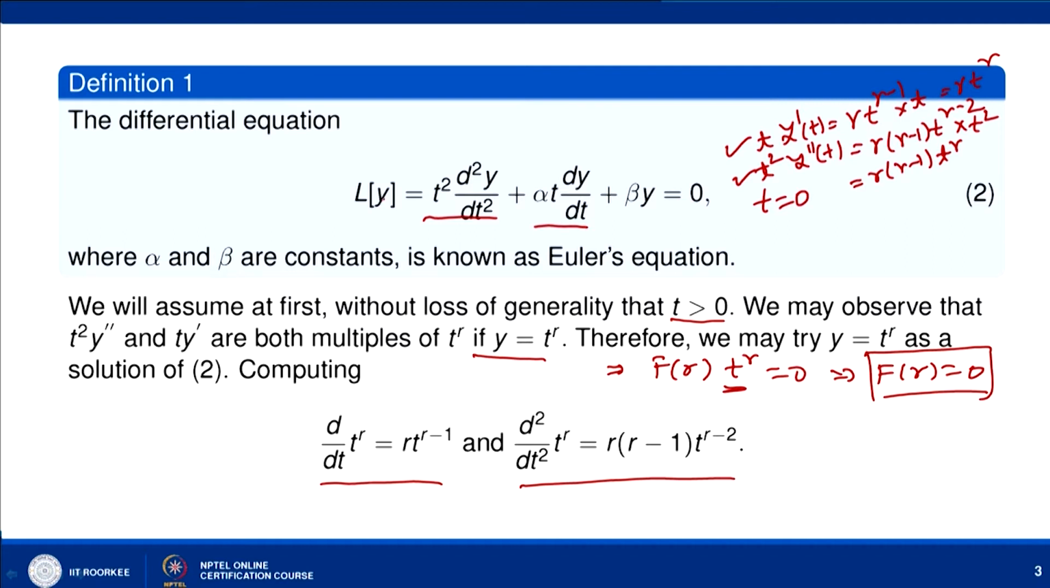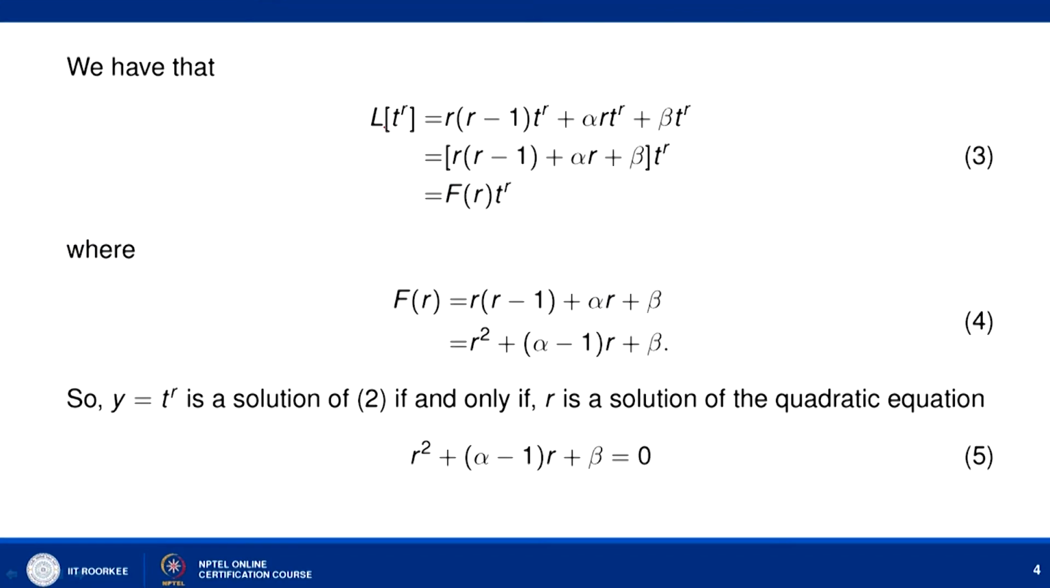So, in place of y, let us put t to power r. So, L of t to power r is going to be r into r minus 1 t to power r plus alpha r t to power r plus beta into t to power r. If you simplify, we have this equation, that is r into r minus 1 plus alpha r plus beta into t to power r. Let us denote this quadratic equation in terms of r as f of r. So, L of t to power r is given as f of r into t to power r.